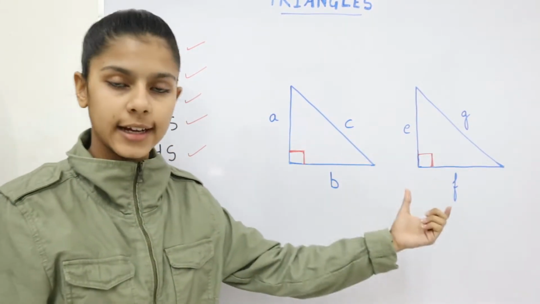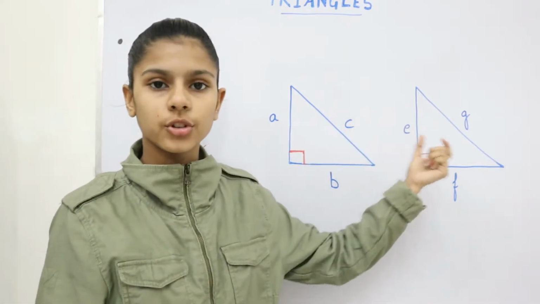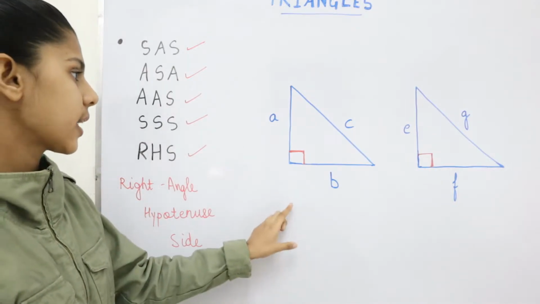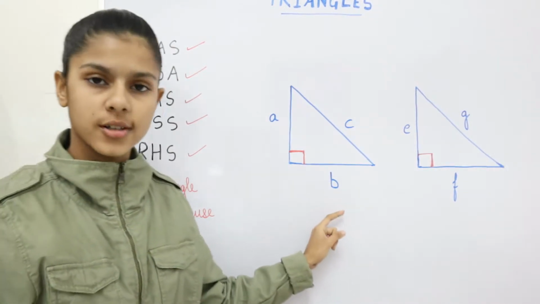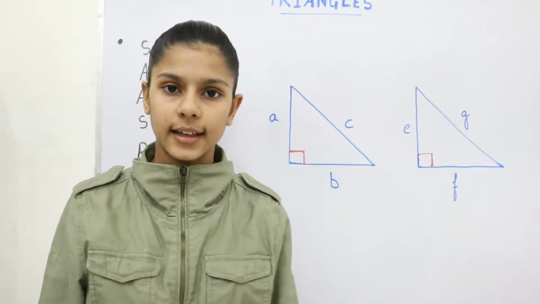So if there is a right angle in both the triangles and the hypotenuse in both the triangles is equal, and any one side, means that side can be side A or side B. In this triangle, the side can be side E or side F.